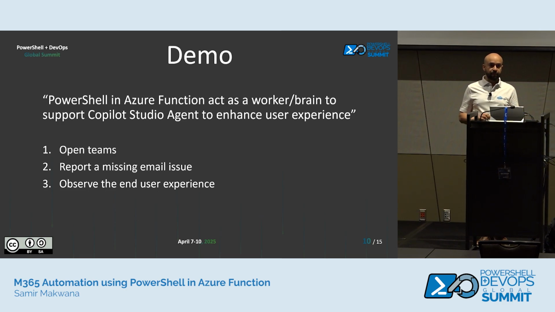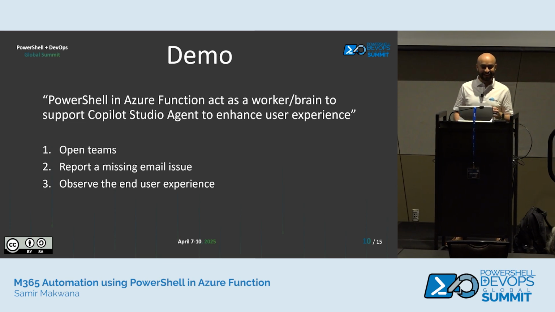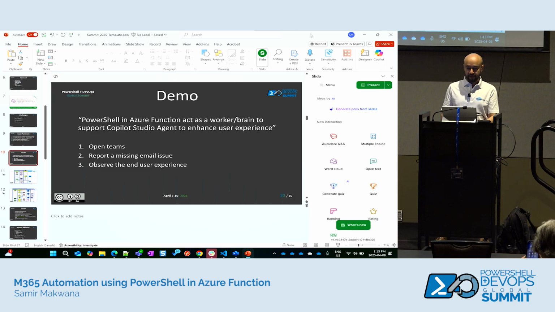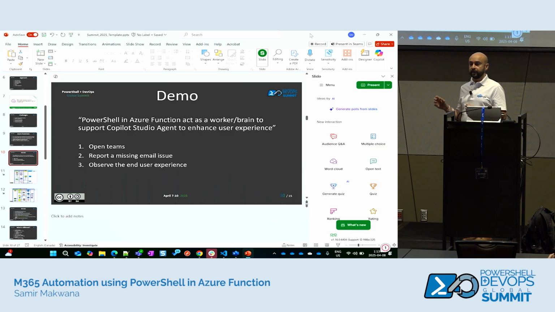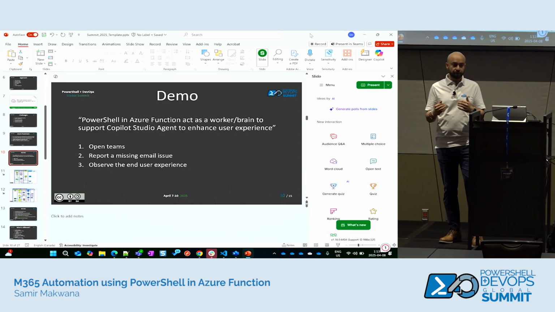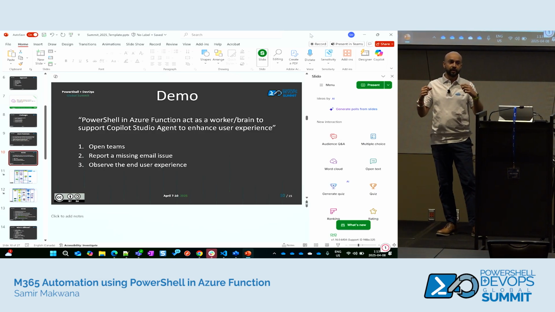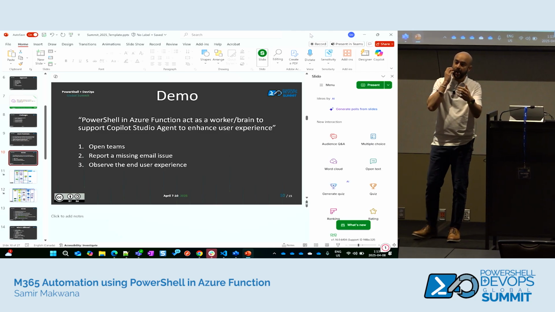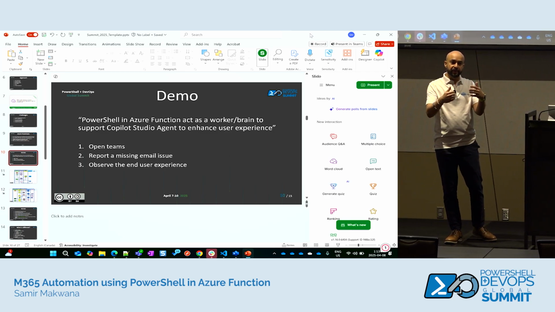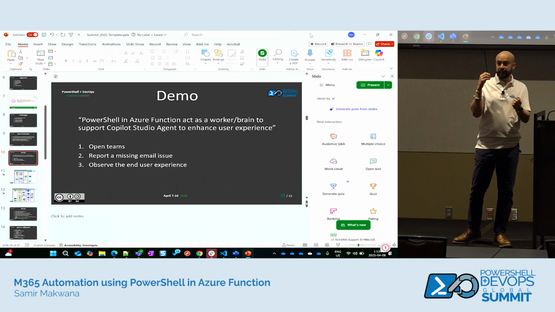So without further ado, and before we sleep, I would like to start with the demo so that we can keep ourselves awake. All right, so just a quick bit about this demo. I'm going to use PowerShell in Azure Function as a worker, or a brain, behind that automation. PowerShell and Azure Function work as the back end, but in the front end, I'm going to show you a Copilot Studio agent published in my Teams, talking to the end user, and how it helps resolve a missing email issue.